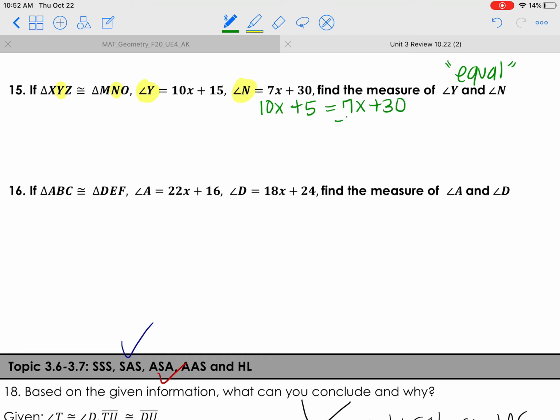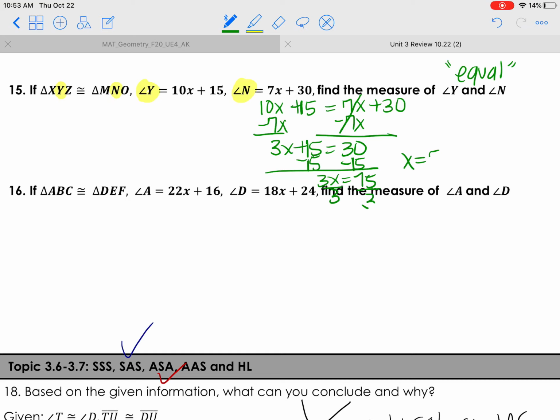Right? So we move the smallest x term. Cancel the smallest x term. So this is 3x plus 5 equals 30. Get rid of the constant. So minus 5. Okay, this was a 15. Sorry about that. So this is going to be 15. And then when you divide by 3, you get that x is going to be 5.